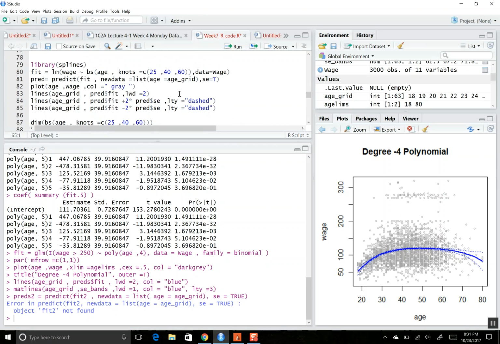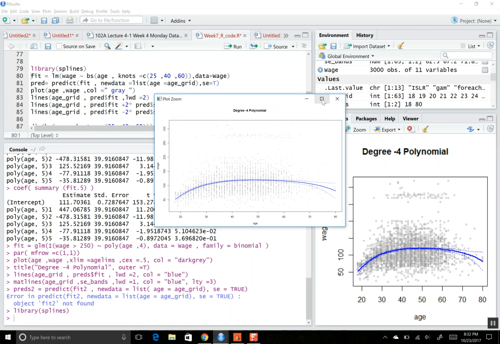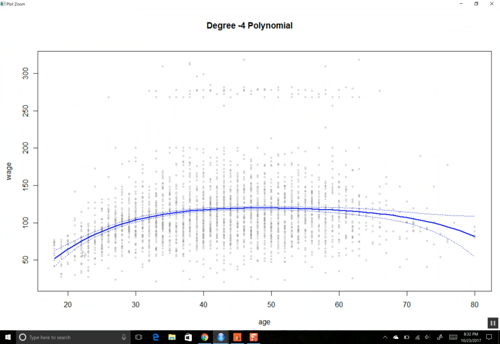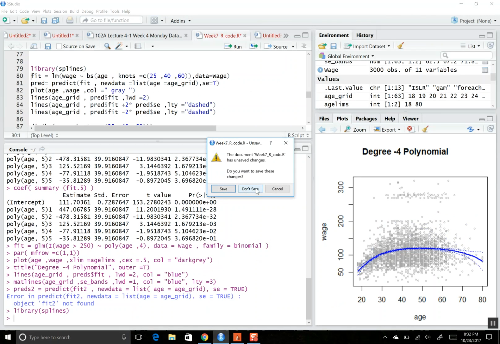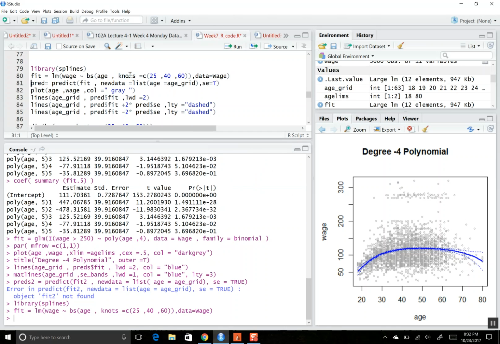Instead of fitting a polynomial, we might use some kind of basis spline, right? And so here we'll use library splines, and we can fit a basis spline using age with knots placed at 25, 40, and 60. Looking at this, it seems like maybe there's a kind of a shift around those areas, 25, 40, and 60. Maybe, it's hard to say. And so we can do this. We'll create our fit there using our basis spline.